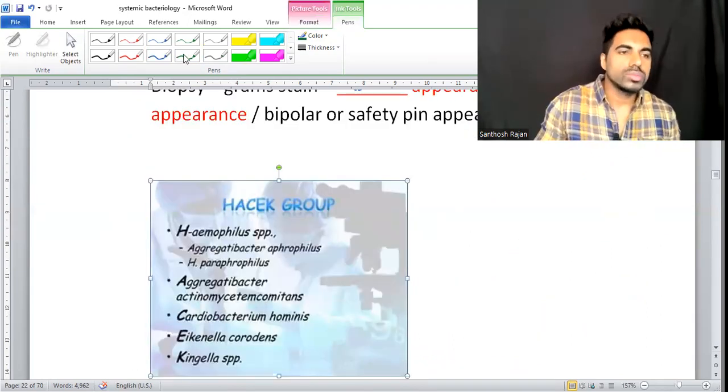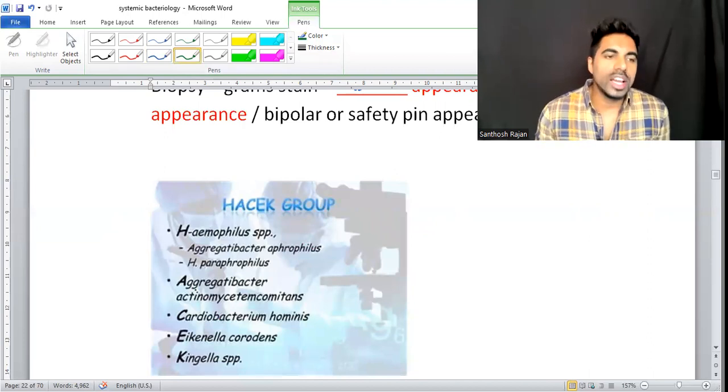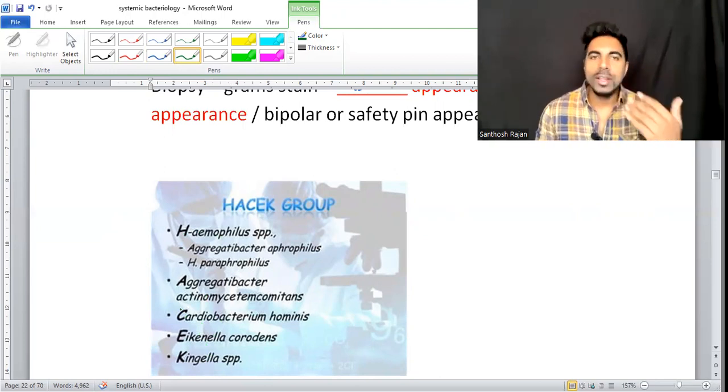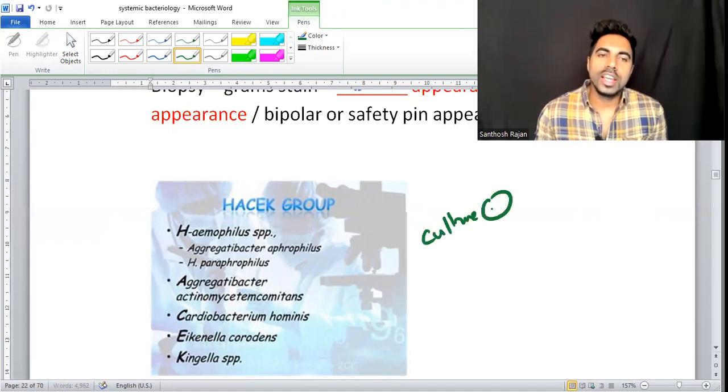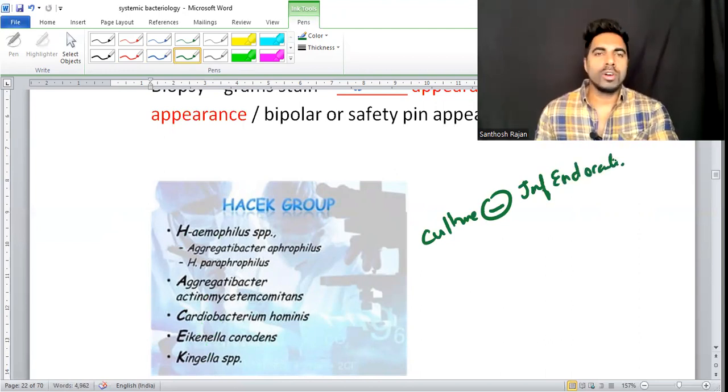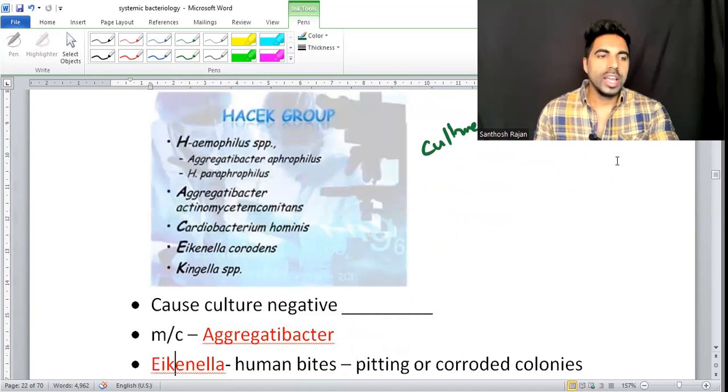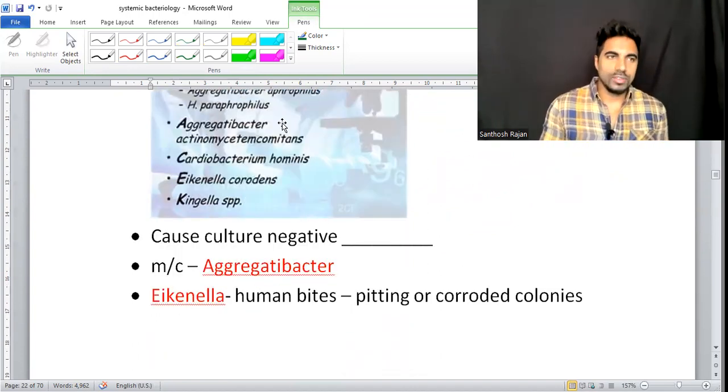Now see the HACCP group. HACCP: you have Haemophilus, Aggregatibacter, Cardiobacterium, Eikenella, Kingella. These are basically in the oral cavity, and they have an important role in causing what? Culture negative infective endocarditis. Mostly endocarditis is caused by the Staphylococcus group, but if it's culture negative, you'll think about the HACCP group. They cause culture negative infective endocarditis.